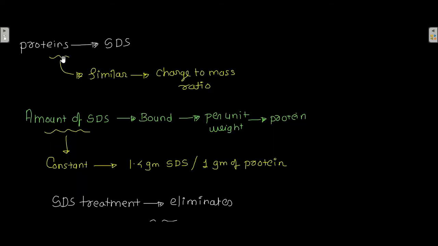Now, proteins treated with SDS have a similar charge to mass ratio. This is because the amount of SDS that binds per unit weight of the protein is constant, and it is 1.4 gram SDS per 1 gram of protein. And because of this, the proteins treated with SDS have a similar charge to mass ratio.